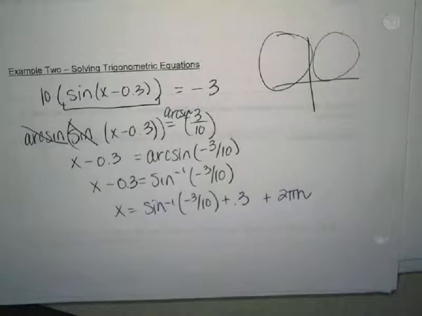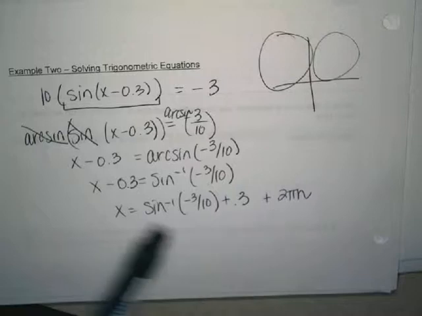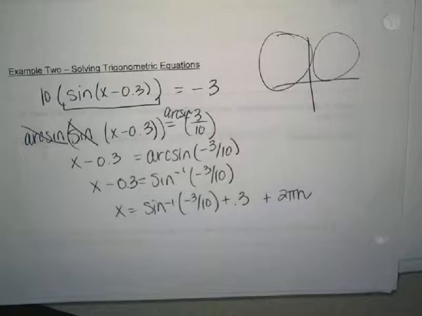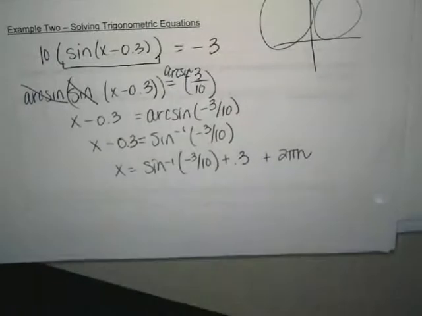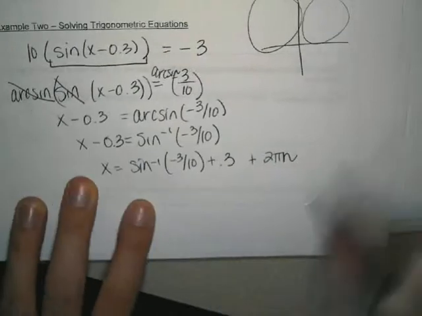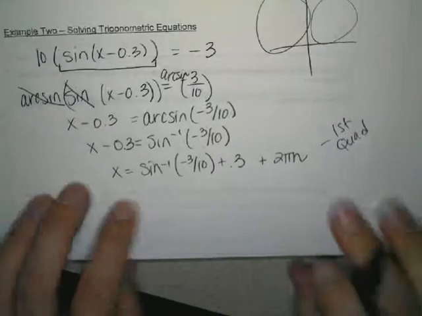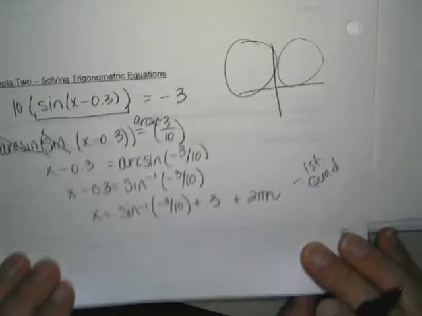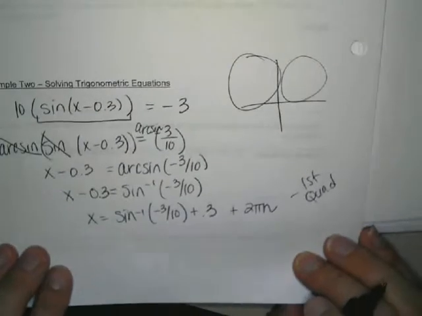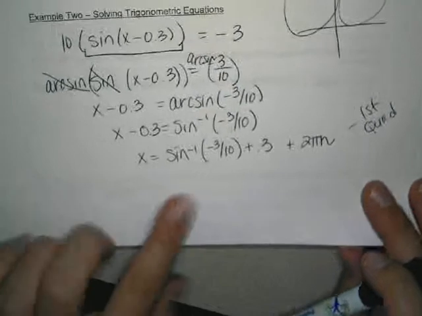Now to find the answer in my second quadrant, the other possible answer to this, we have to take the x-axis over here, which in radian mode is pi, and subtract this answer. So we'd have pi minus sine to the negative 1 of negative 3/10 plus 0.3 plus 2 pi n. This gets me my answer in my second quadrant.